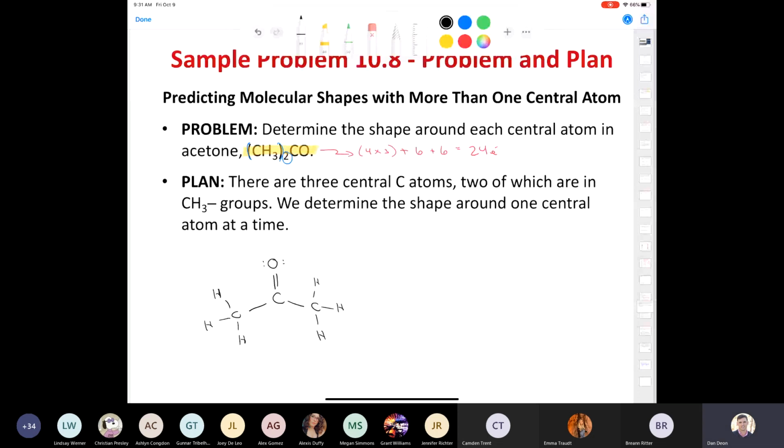This molecule is called acetone. If you've ever been to the paint section in Home Depot or Lowe's, you might have bought some acetone, or if you've ever used nail polish remover, you'll know that it's mostly made of acetone.